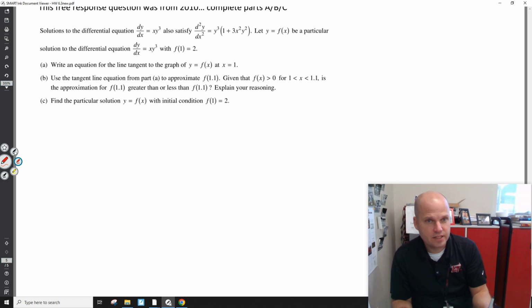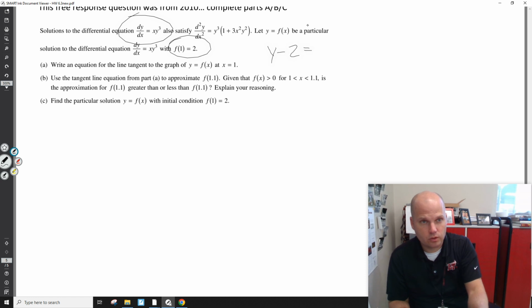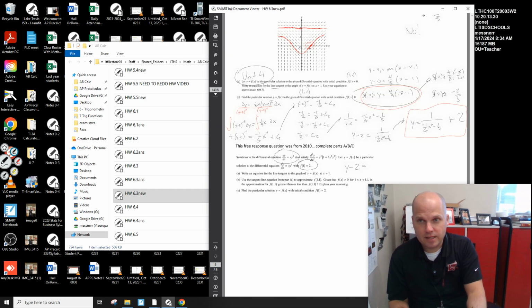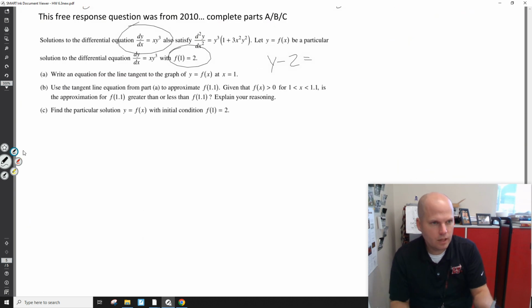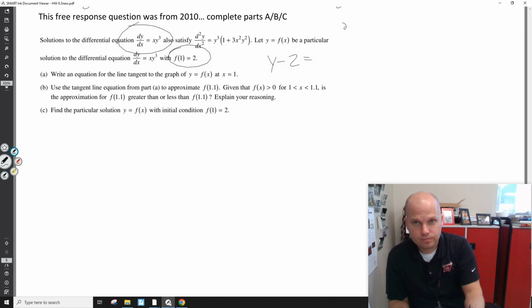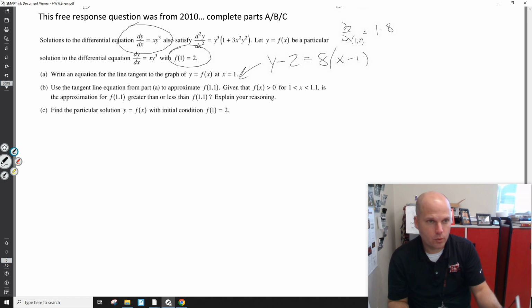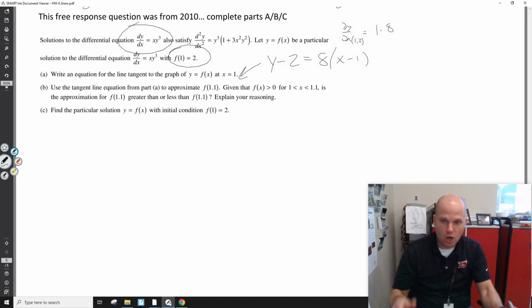Okay, write an equation for the line tangent to whatever my solution is at x equals 1. Well, I have the point (1, 2). I have a slope generator. So I have y minus 2 equals, what is dy/dx at (1, 2)? That's how I'll get my slope. 8. Boom, 1 point. Yo, more uniform.